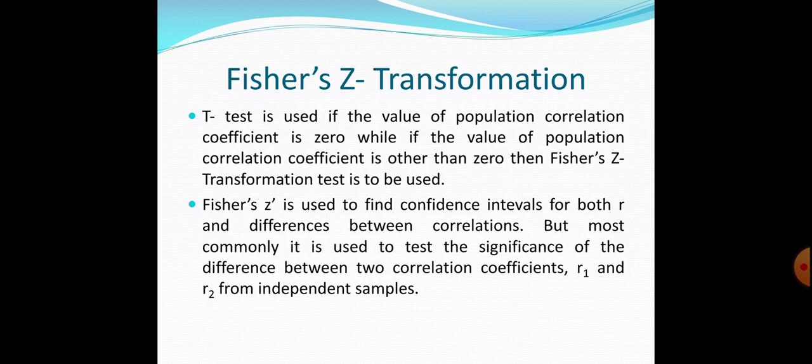Now, Fisher's Z test is used to find the confidence intervals for both r. Both r means if two samples are given, or two values of r are given, then in that case, for both r and differences between the correlations. But most commonly it is used to test the significance of the difference between the two correlation coefficients r1 and r2 from independent samples. Here the samples are independent.